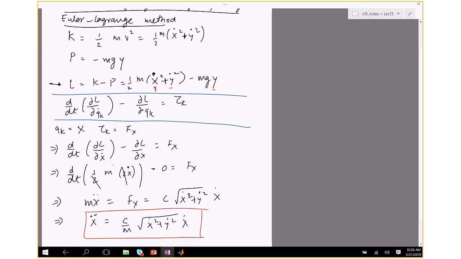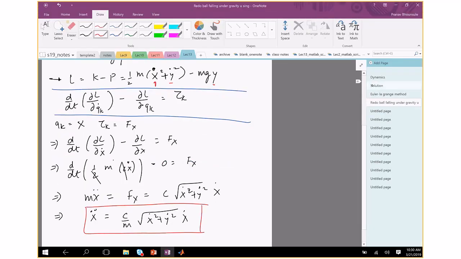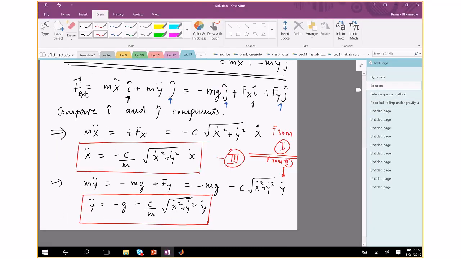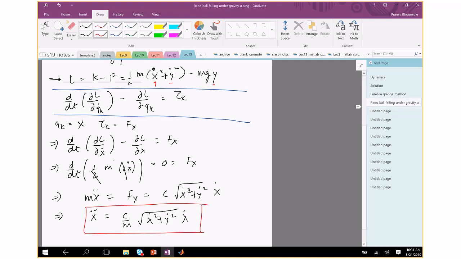So we got the same equation as before. We can go back and check. Here is the equation for x dot. I'm missing a, I forgot to put a negative sign. Fx is actually negative, so let's put that sign, but it's the same expression. I forgot this negative sign here. This is negative, but the same expression shows up.